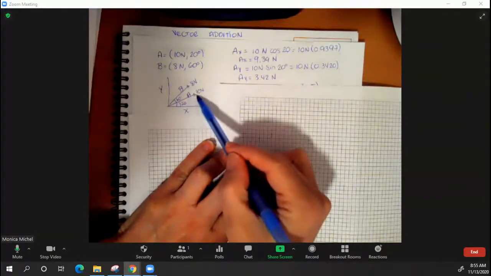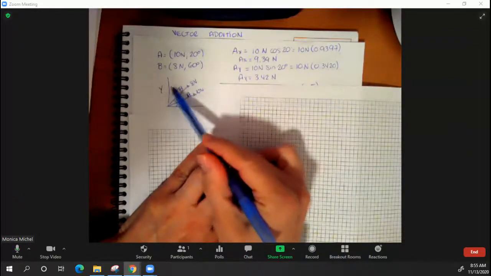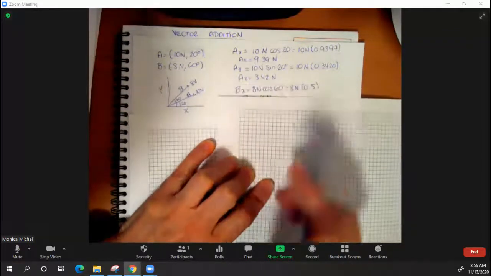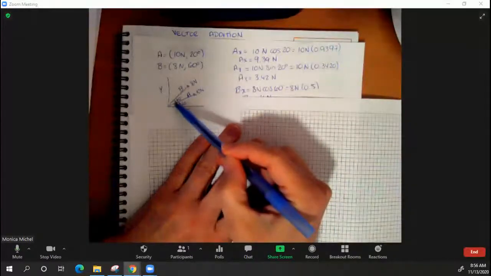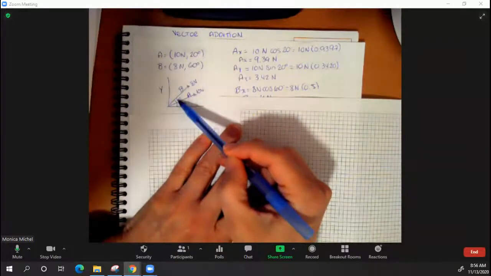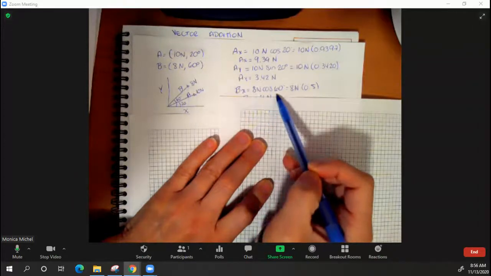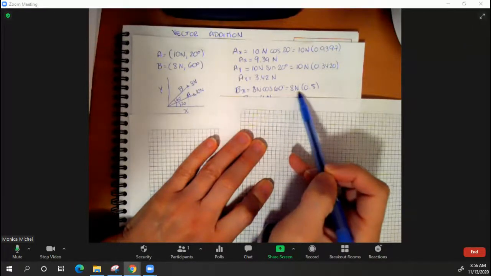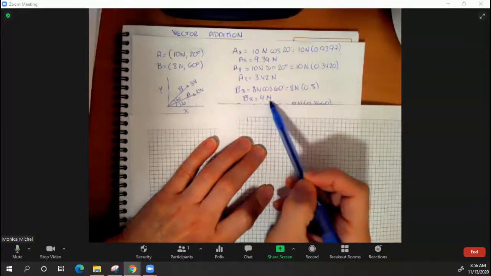The next thing to do is find the components for Bx and for By. The value for Bx, since we are referring to the same type of angle with respect to x, that is 60 in this case for B, I will be multiplying 8 newtons times the cosine of 60. That brings me to 8 newtons times 0.5, and the answer would be 4 newtons.